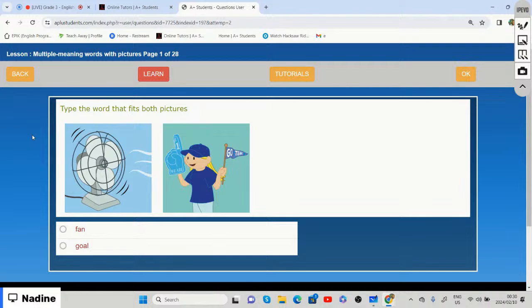That is correct. So if we look at these two pictures, this first one, a fan, is an object. It is to cool you down. Wind is coming out, right? And the second picture is also a fan, right?